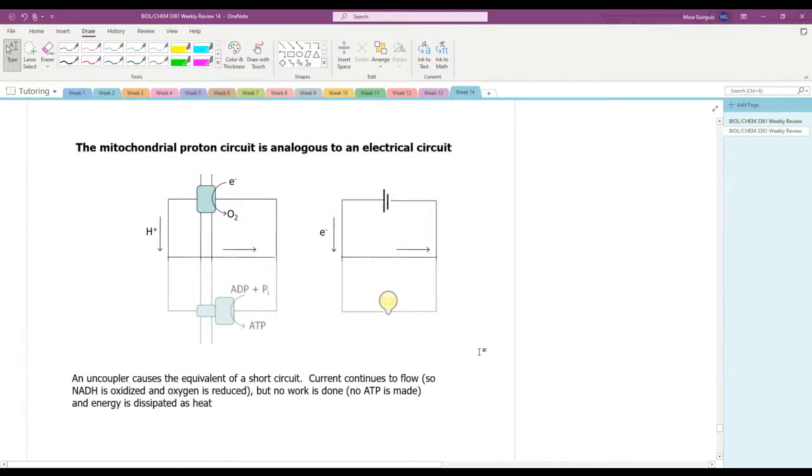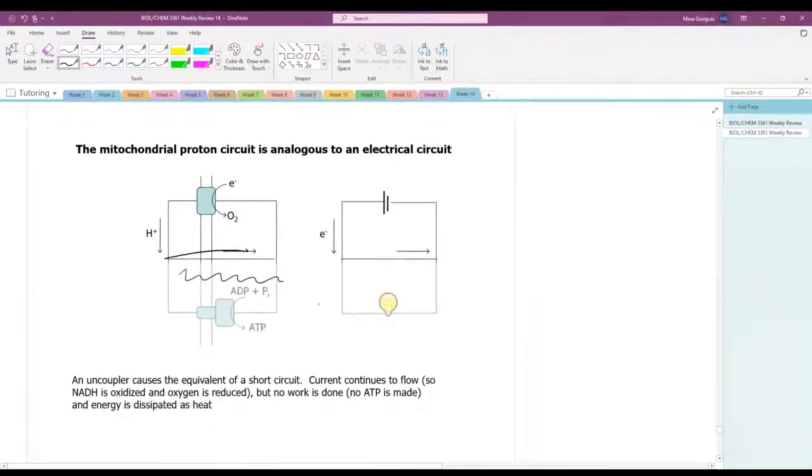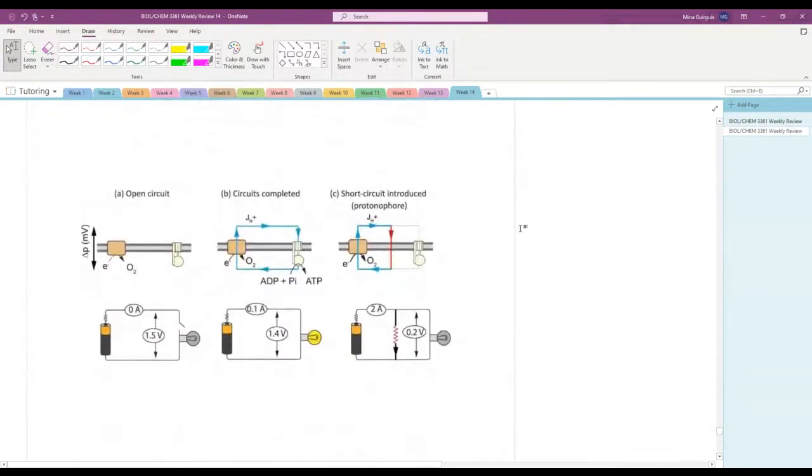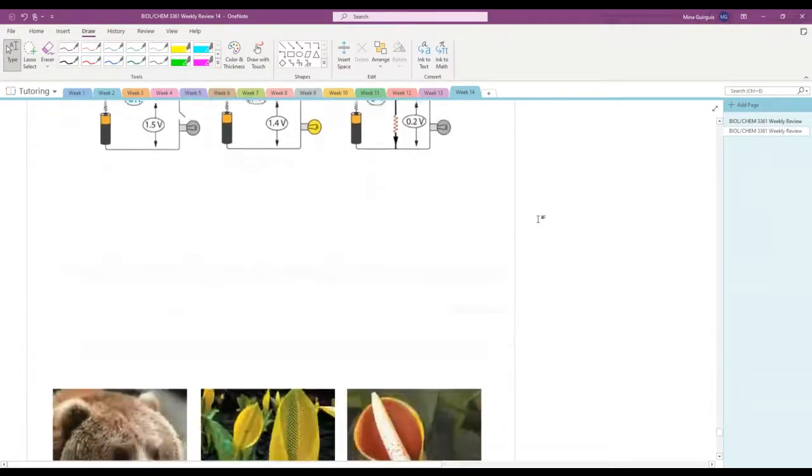So an uncoupler cuts this process in half. Current flows and everything, but we get rid of the part where we actually do work. And so therefore energy is just dissipated as heat. We've gotten rid of the actual work. So that's why it's short circuit. Okay. All right. So yeah, this is another picture of that.